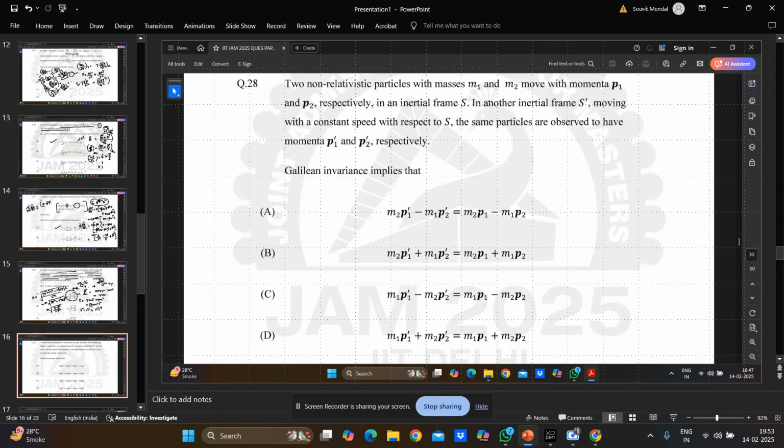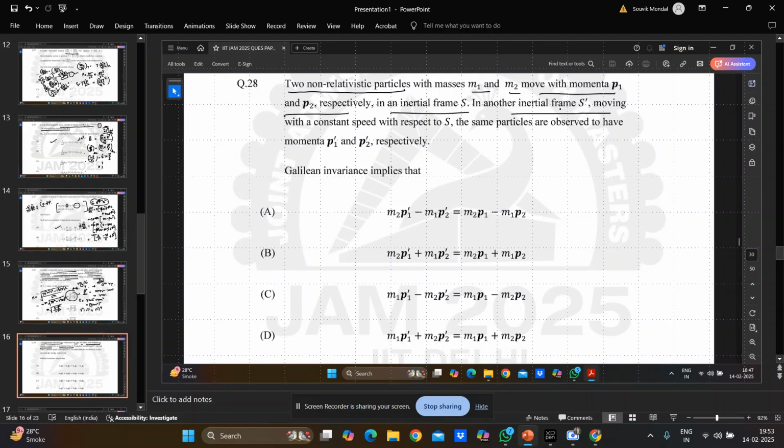So, two non-relativistic particles with mass m1 and m2. Note the point to be noted here: two non-relativistic particles. So, don't get confused. It is non-relativistic. You can apply Galilean relativity to these particles. They move with momentum p1 and p2 respectively in an inertial frame S.